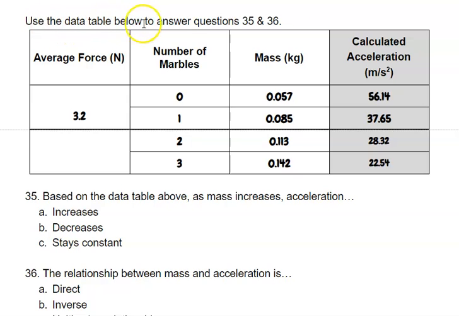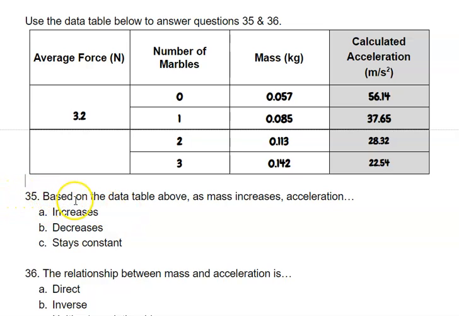Use the data table below to answer the questions 35 and 36. You have a data table with an average force in newtons, which is this number. Number of marbles, which is this number. Mass in kilograms, which are these numbers. And calculated acceleration in meters per second squared, which are these numbers.